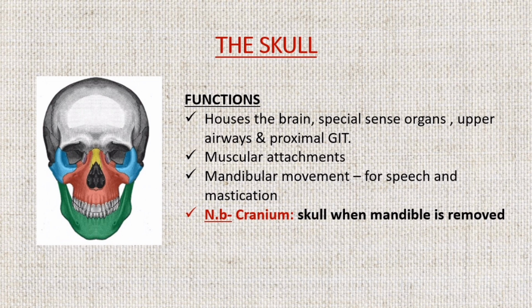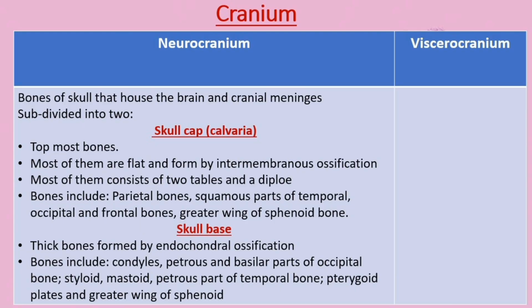We shall begin with the functions of the skull, which include: 1. Housing the brain, special sense organs, upper airway and proximal GIT. 2. It is a point of muscular attachments. And finally 3. It provides a mechanism for mandibular movement. The mandible is the lower jaw and it moves to allow for various purposes such as speech and mastication. You need to note that when the mandible is removed from the skull, we now refer to it as the cranium. So let's discuss the cranium.